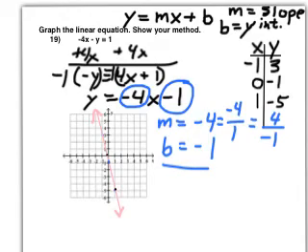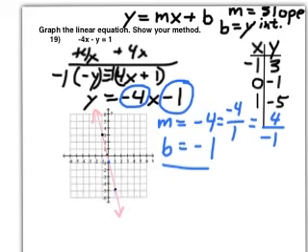Okay, and we could count it the other way too. We could count it using 4 over negative 1: up 1, 2, 3, 4, and then back 1. And notice we have a point there already too. Okay, so that's our third way of doing it by hand.